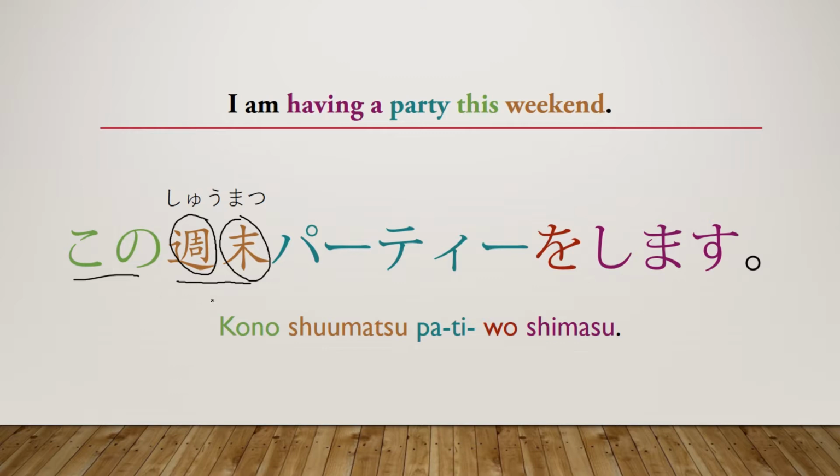When it's attached to a noun, it goes from kore to kono. Then we have party, which is, like I said before, just a loan word from the English word party. And then we have our o shimasu structure. And like I said before, to do is the basic meaning of shimasu. However, when it has party before it or an event before it, then it's the equivalent of having a party, or the event is happening, something like that.